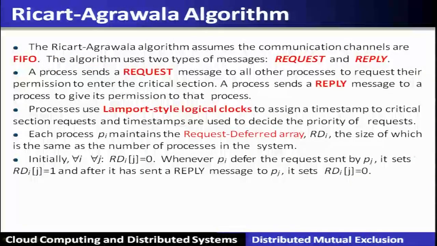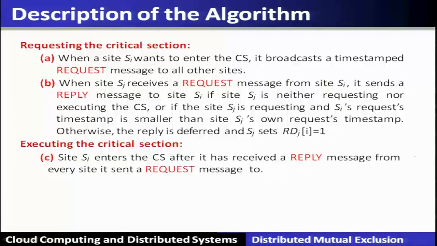The Ricart-Agrawala algorithm uses request and reply messages, it also uses the Lamport logical clock, and it also uses an array called the request deferred array, RD. Let us see the algorithm. It again has three different steps. The first step is requesting the critical section.